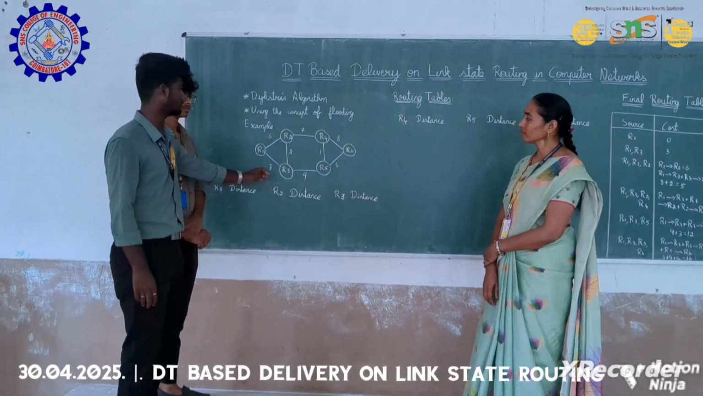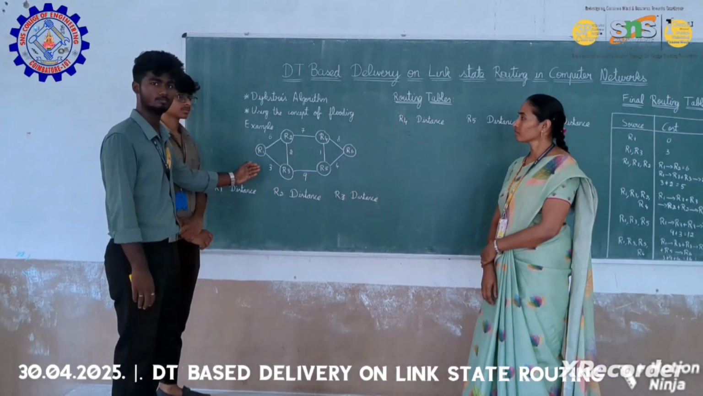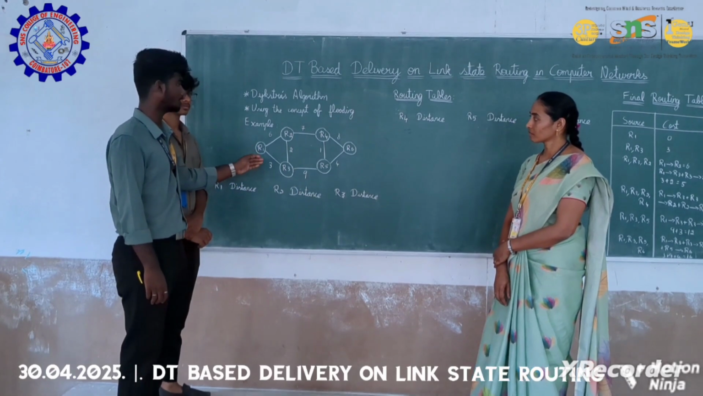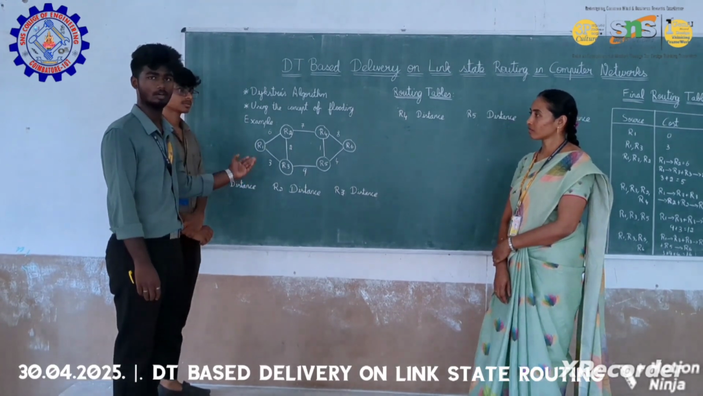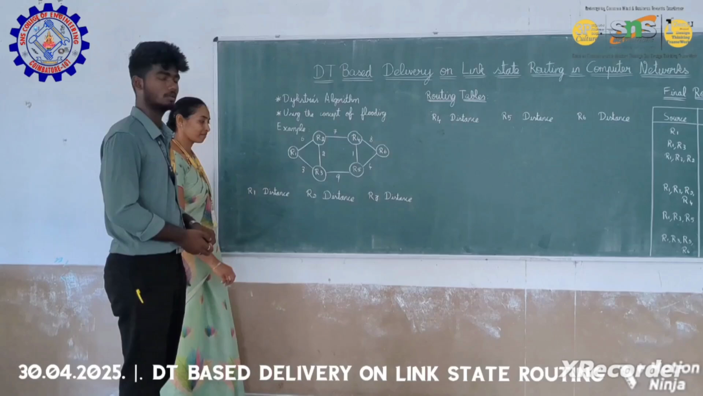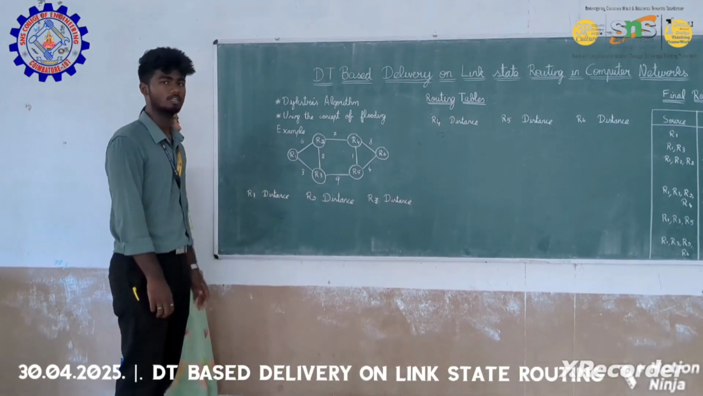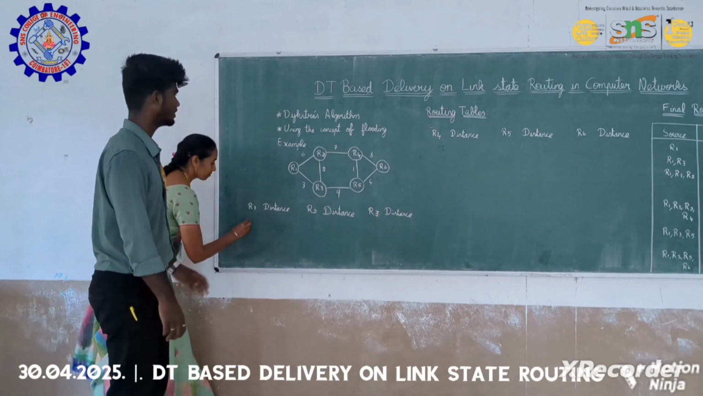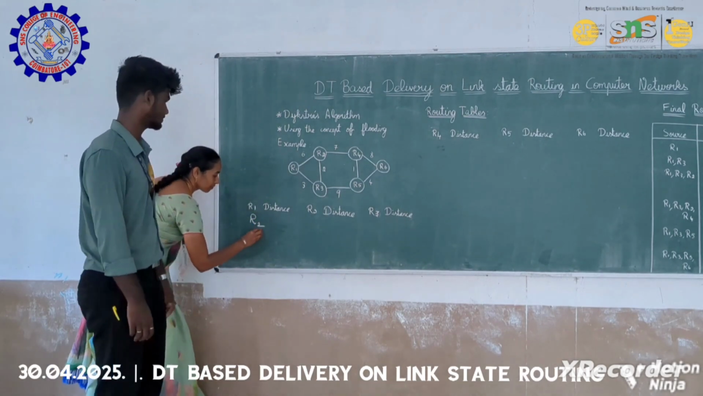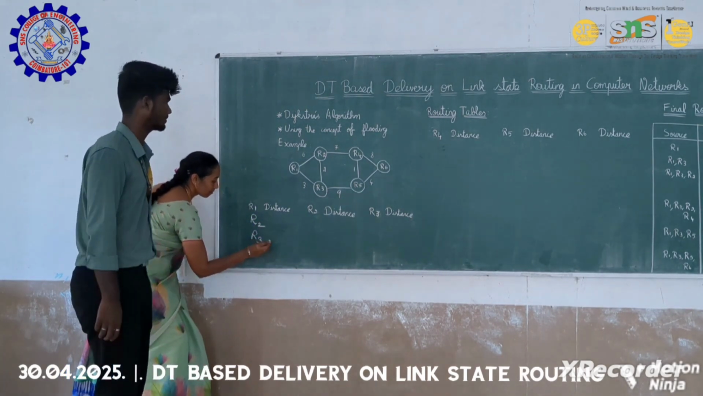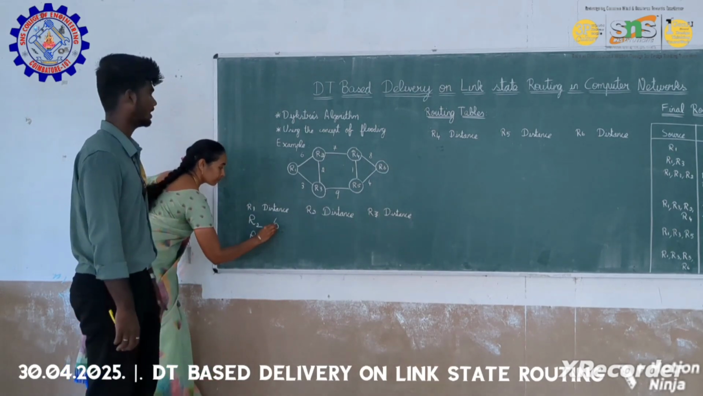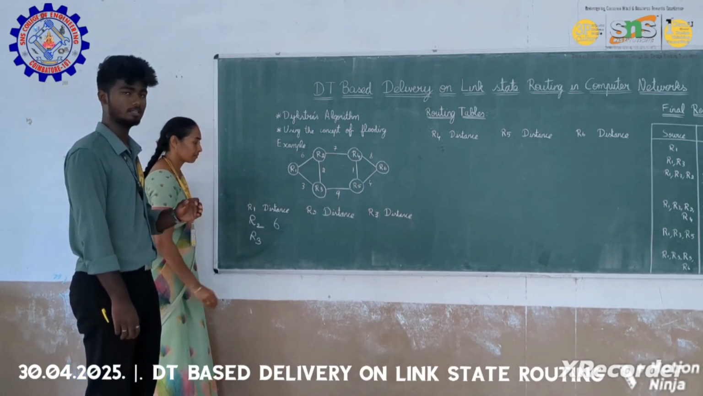Here is an example graph. Consider R1 as our source node. Our goal is to find the distance to each and every node from the source node, which is R1. The routing table for R1: we need to find first the adjacent nodes for R1, which are R2 and R3. The distance between R1 and R2 is 6 and the distance between R1 and R3 is 3.